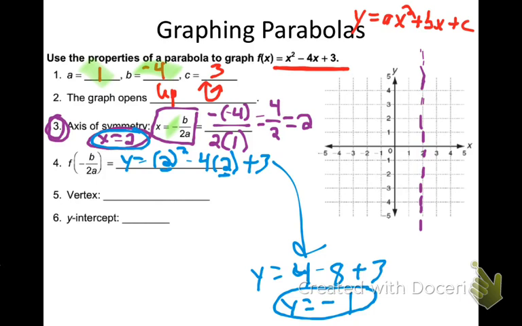Next one here. Now I need to find the vertex. The vertex is nothing more than this x value and this y value. My vertex is 2, negative 1. So I'm going to plot 2, negative 1. There's my vertex right there.